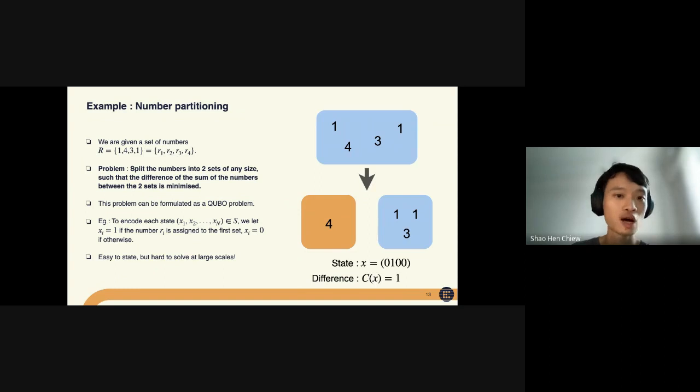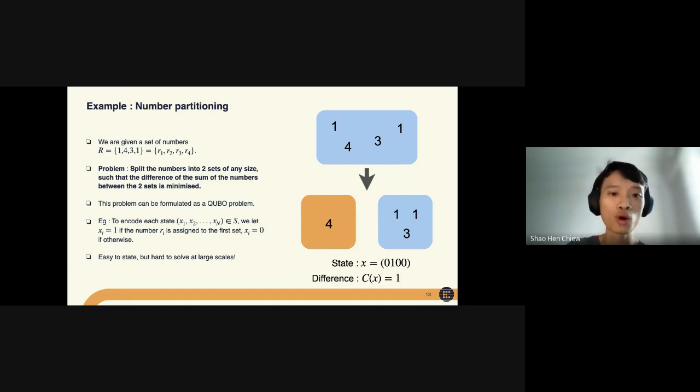So, for example, suppose that you are given a set of numbers, here represented by the blue rectangular box: 1, 4, 3, and 1. Now, suppose that the problem is to split this set of numbers into two different sets, where each set can have any number of elements, such that the difference in the sum of the elements in these sets is minimal.